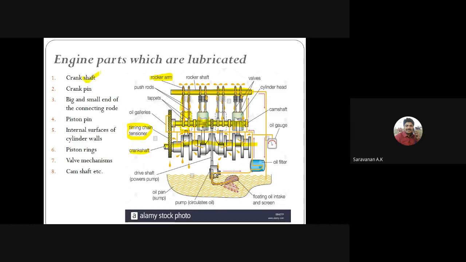So the crankshaft and the camshaft and the valve mechanisms and the piston rings, right? And the piston pin, right? So the pins, right? A crank pin and the piston pin and the connecting rods, right? So what are the connecting rods? So these are the parts that are lubricated. Most of the parts will be in terms of the lubrication in the engine, right? So what parts are lubricated in the engine?